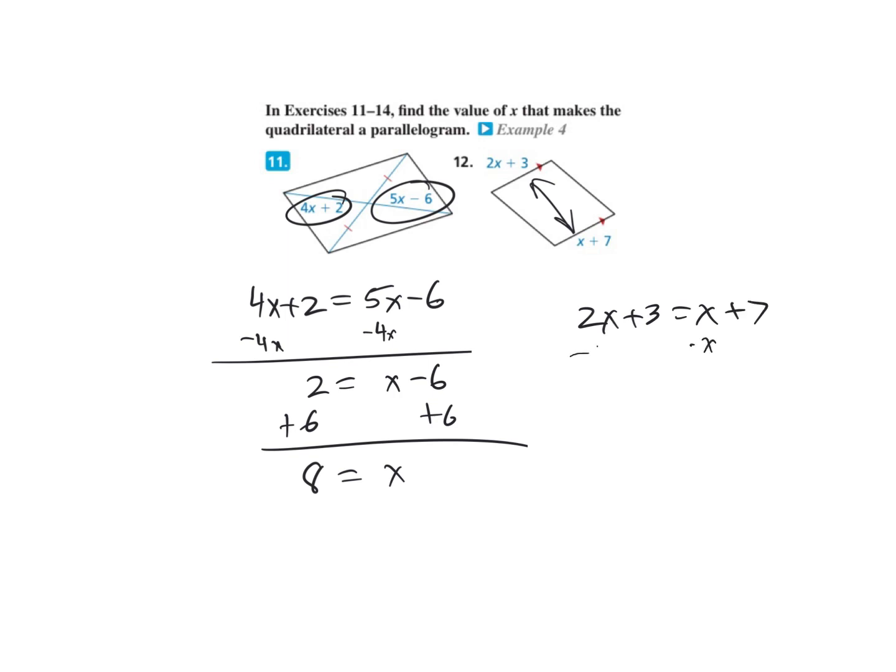Subtract x, and we get 1x plus 3 equals 7. Subtract 3, x equals 4.